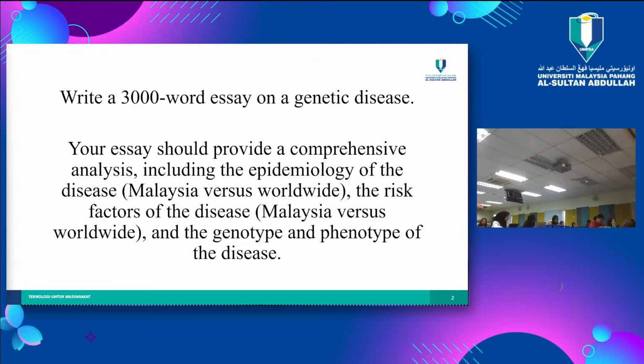So you should have your essay on the comprehensive analysis, including the epidemiology of the disease. Especially, I would like to look at the genetic disease in Malaysia versus the worldwide, whether it is more prevalent in Malaysia compared to the worldwide, or vice versa. And what are the risk factors of the disease in Malaysia versus the worldwide, and the genotype and phenotype of the disease. I think everyone knows what the genotype and phenotype of the genetic disease are already. So describe what are the genes involved in this genetic disease.